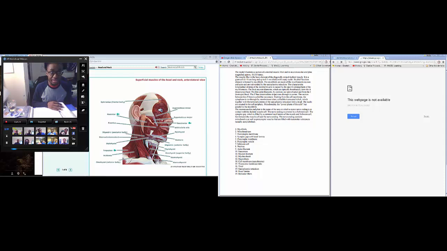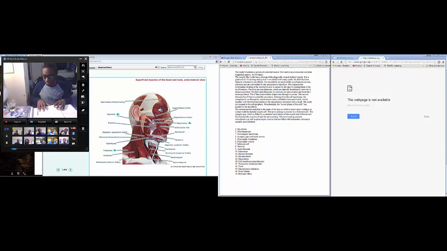You've got your zygomatic major and your zygomatic minor. The minors are always going to be on top of the majors. The majors will always be on the bottom, I think. The mentalis, of course, we know about that. The buccinator is in this area. So try to remember all these.